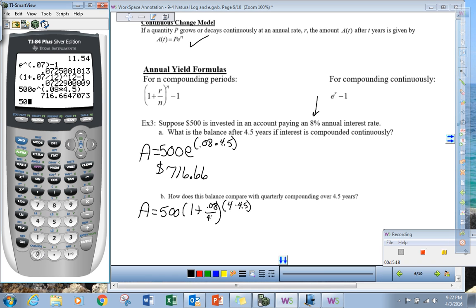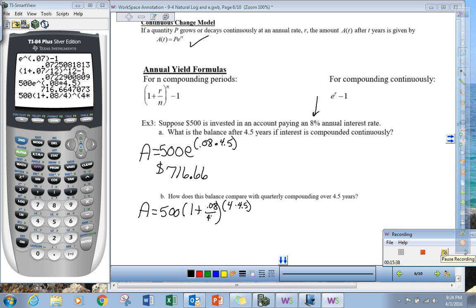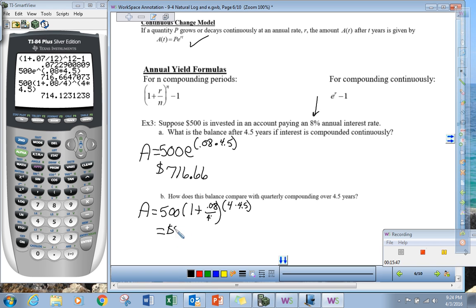I'll run this one through, and then most of them after this one, guys, I'm just going to write the answer. So I got 1 plus 0.08 divided by 4. Close that off, caret parenthesis. Don't forget that, otherwise it'll really mess your answer up. And my 4 times 4.5, close that off, and it looks like in this case I'm going to get $714.12.